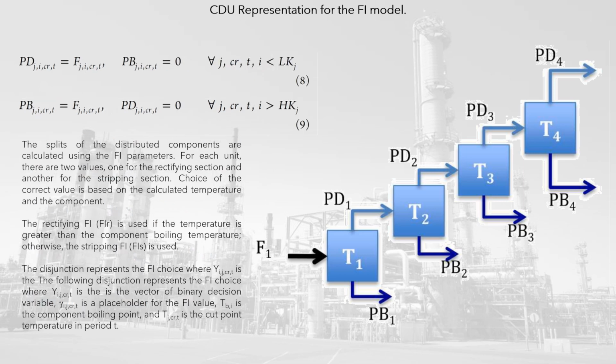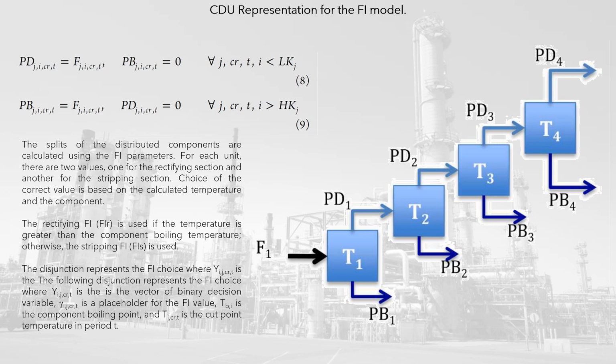The splits of the distributed components are calculated using the phi parameters. For each unit, there are two phi values, one for the rectifying section and another for the stripping section. Choice of the correct value is based on the calculated temperature and the component. The rectifying phi, FR, is used if the temperature is greater than the component boiling temperature, otherwise, the stripping phi, FES, is used.